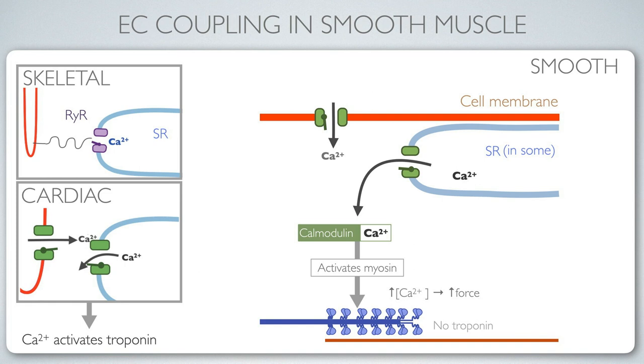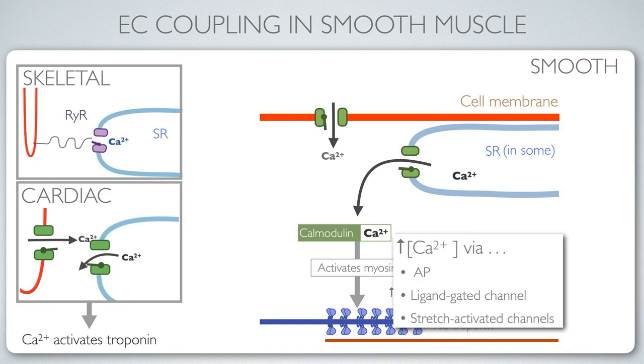And of course, you can have a combination like the cardiac muscle. Calcium doesn't know where it's going. It's just randomly diffusing into the interior of the cell. So even if there is an SR, any particular calcium ion might activate the calmodulin directly.